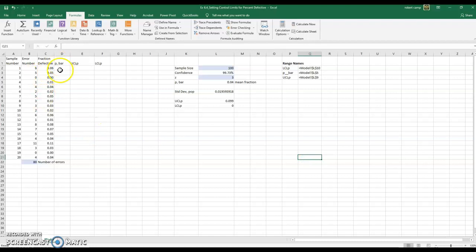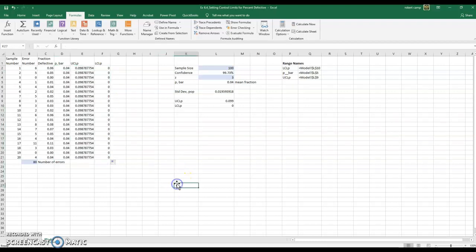All right. So P bar is going to be equals, my P bar is 0.04. My upper control limit based on the percentage of errors, so UCLP, and then LCLP. And so now I'm just putting these down. I'm just going to drag them down so I have data points to refer to when I go and make my graph in Excel.